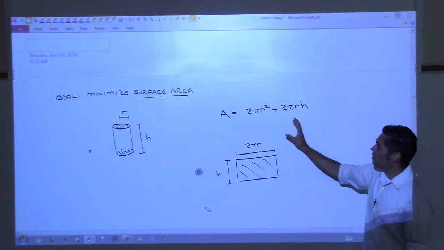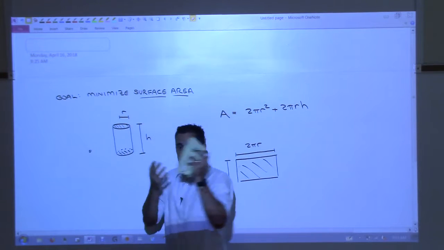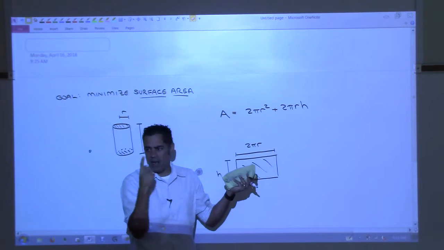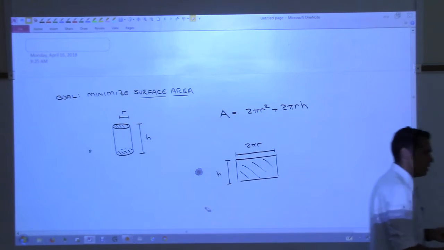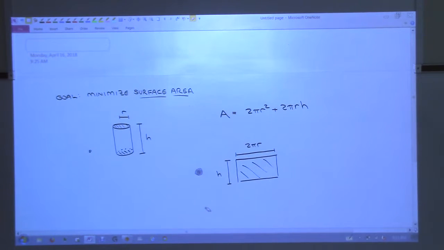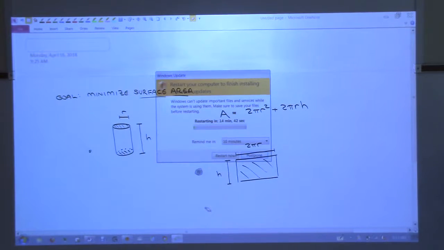See, right now, we can adjust this radius and this height however we want, right? But nowhere in this are we accounting for the fact that it has to hold 1 liter. And that's where that part's going to come in. Understand? That's the constraint.